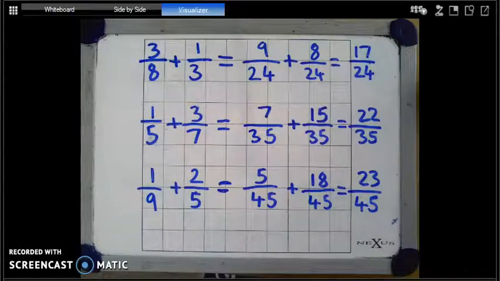Here are the answers to those calculations. 3/8 plus 1/3 is 17 over 24. 1/5 plus 3/7 is 22 over 35. 1/9 plus 2/5 is 23 over 45.